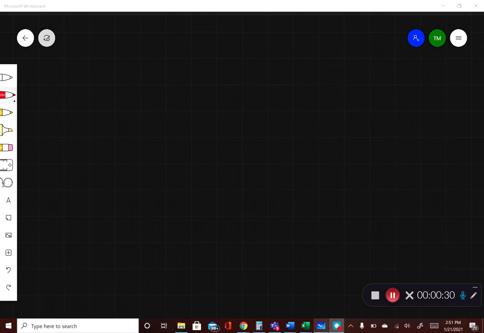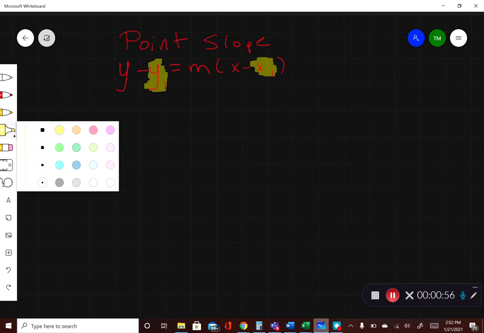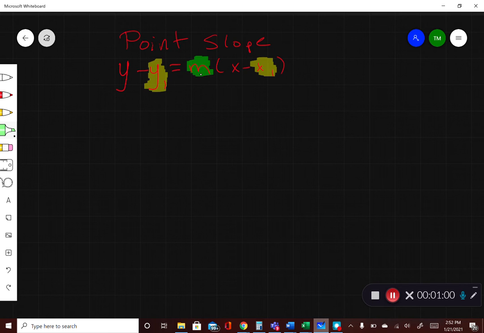So let me start by introducing the point-slope equation of a line. And this is going to be y minus y1 equals m times x minus x1. This is the point-slope form of a line. And the reason it's called the point-slope form is because it tells us a point, and that's our x1, y1, and it also tells us the slope, which is our m.